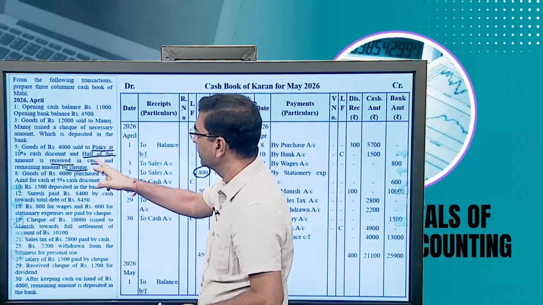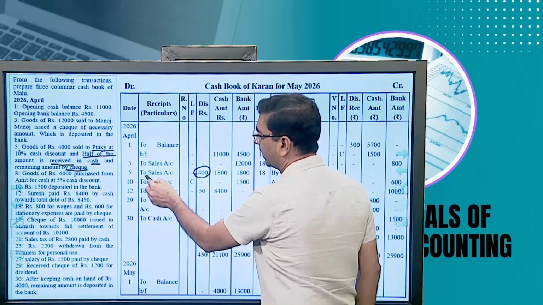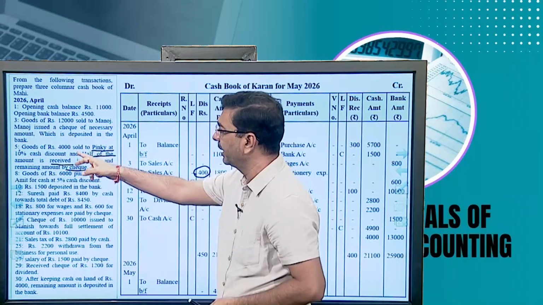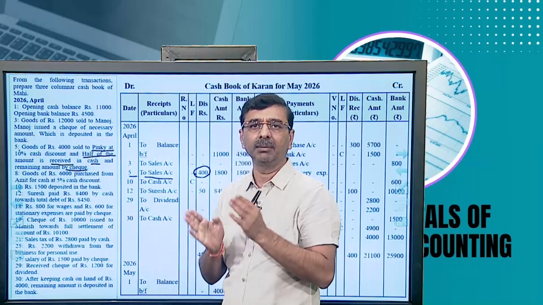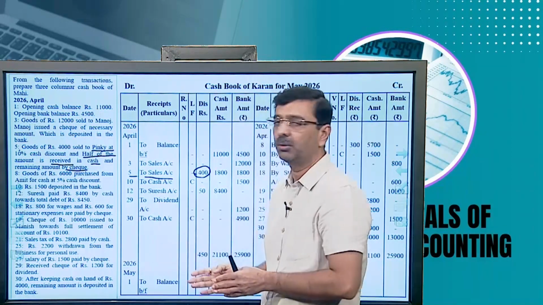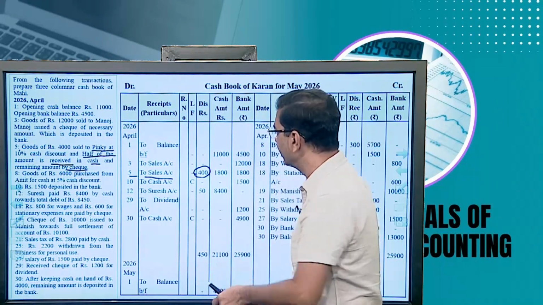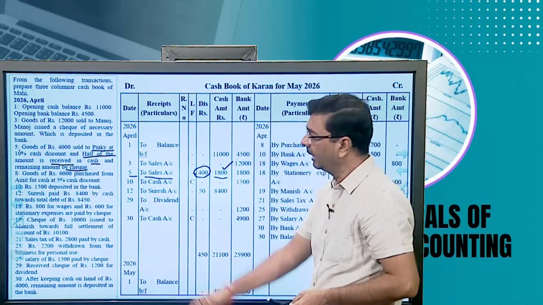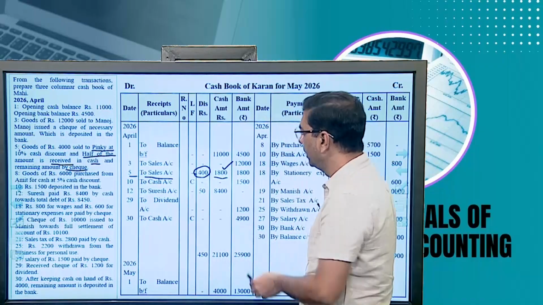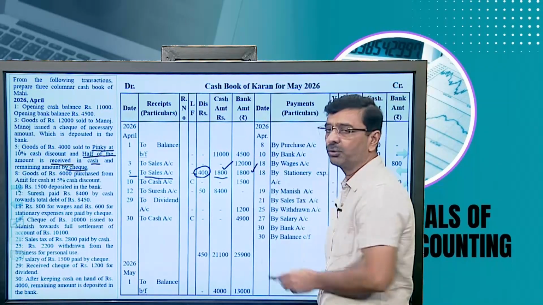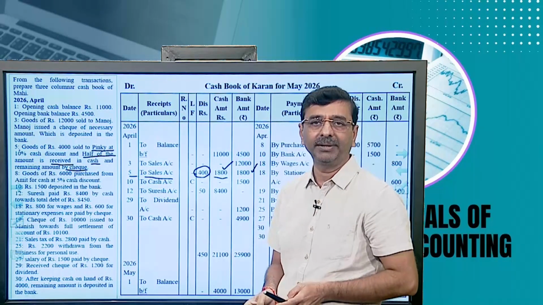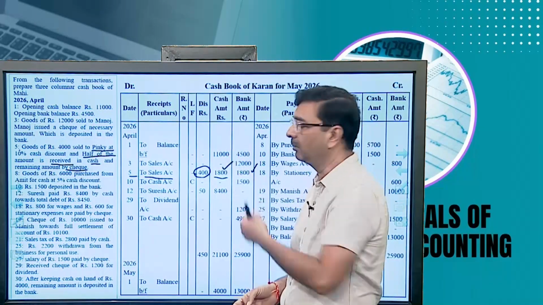Then, this is goods sold, so to sales account, date is 5. Then half of the amount is received. So 400 minus from the 4,000, the remaining balance is 3,600. Half of 3,600 is 1,800, which is received by cash. So it will be written in the cash column, 1,800, and the remaining amount received by cheque, so 1,800 will be by cheque. It will be written in the bank column. So this is the way to enter these transactions in the books of account.